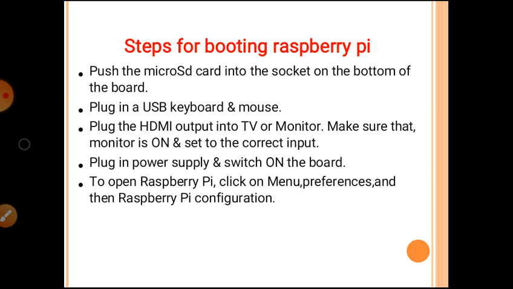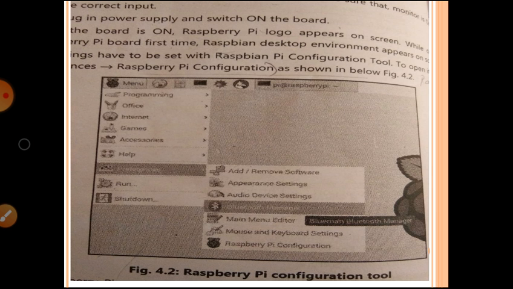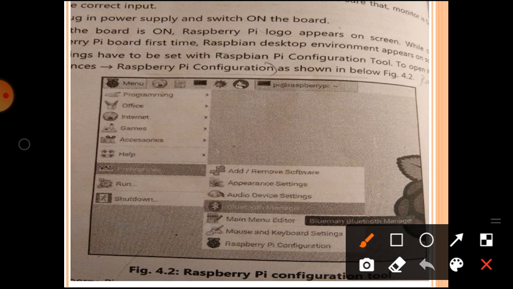Then to open the Raspberry Pi configuration, click on menu, then go to preferences, and then Raspberry Pi configuration is selected. The steps for booting Raspberry Pi are shown here, that is here we have to go to the main menu, then select preferences, and after that in preferences select the booting configuration.